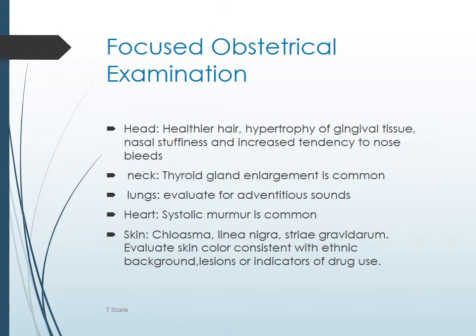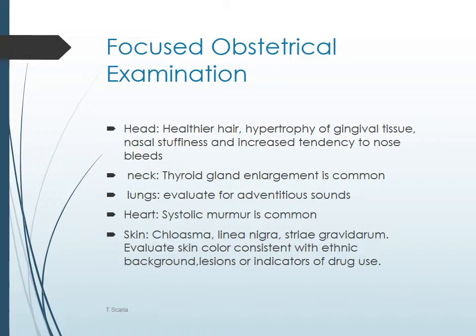Focused obstetrical examination. We'll start with the head. You will see changes in the head during pregnancy. Look for hypertrophy of gingival tissue, nasal stuffiness, and increased tendency to nosebleeds. Neck, look for thyroid gland enlargement, which is very common. Lungs, evaluate for adventitious sounds. Heart, look for systolic murmur.